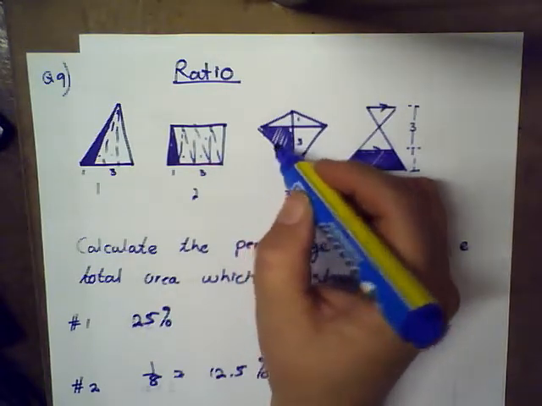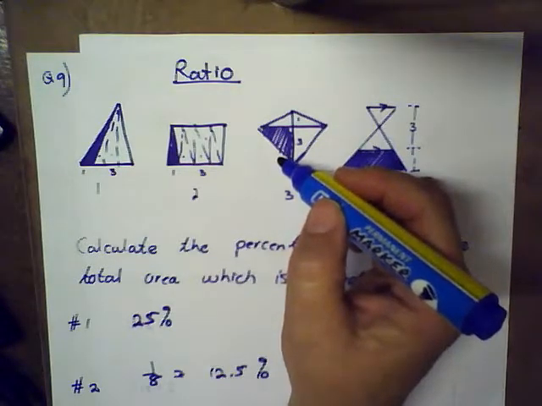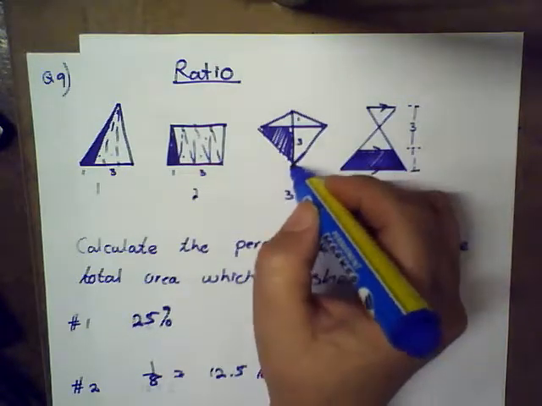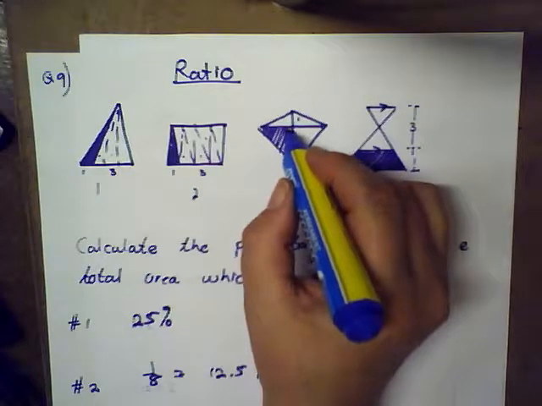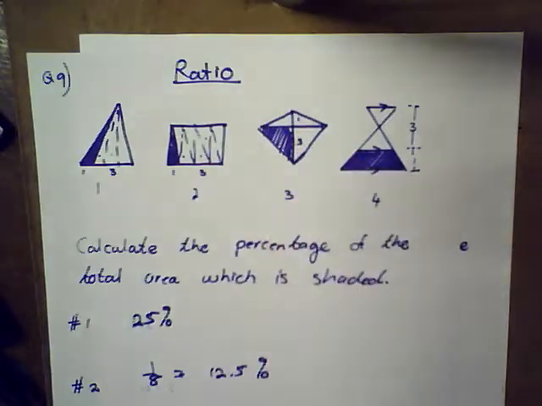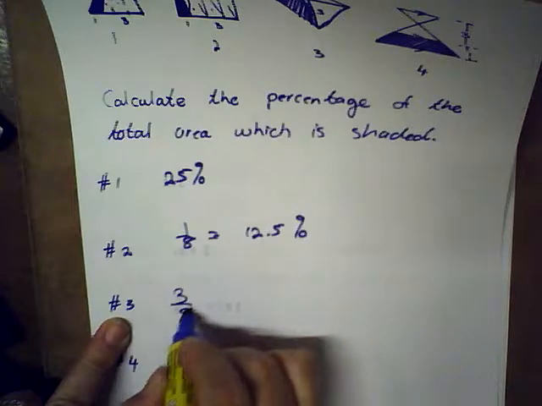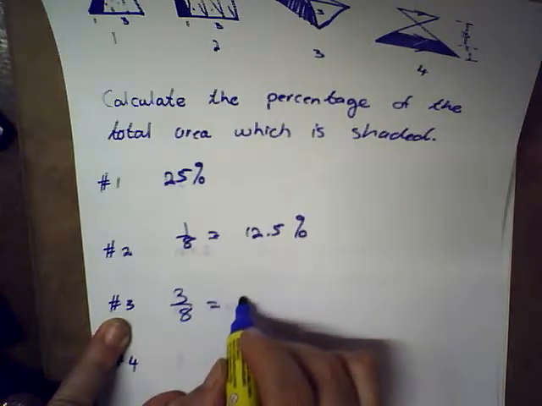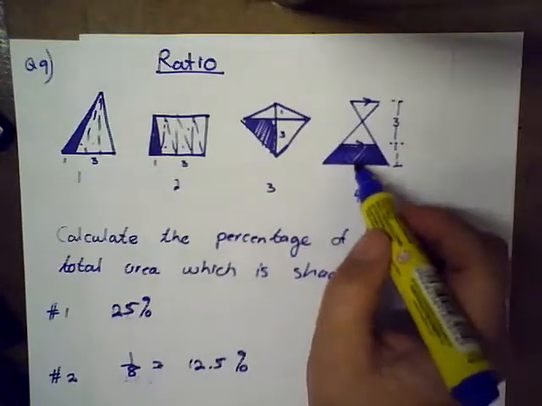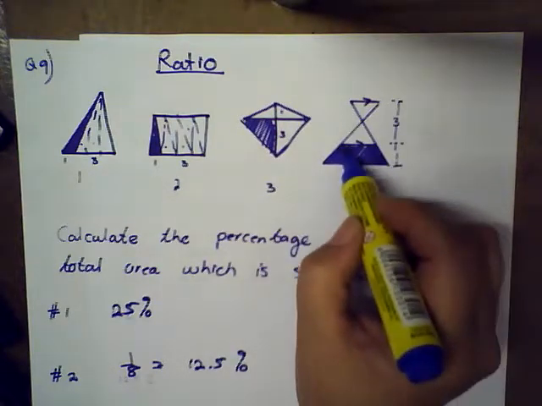Here this is 1 to 3, so this part could be divided into 3 little triangles, and that's 1 little triangle. That's 3 little triangles, so that would give me 8 triangles. I've shaded 3 of them. That would give us 3 out of 8, and as a percentage, it would be 37.5%.